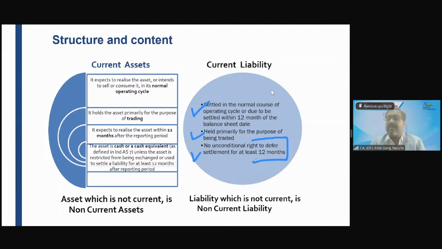There is no unconditional right to defer settlement for at least 12 months. For example, the company has entered into a contract with a vendor. The company has purchased goods and services from the vendor on a credit basis. The contract says that the money has to be payable within 1 month from the date of purchase.